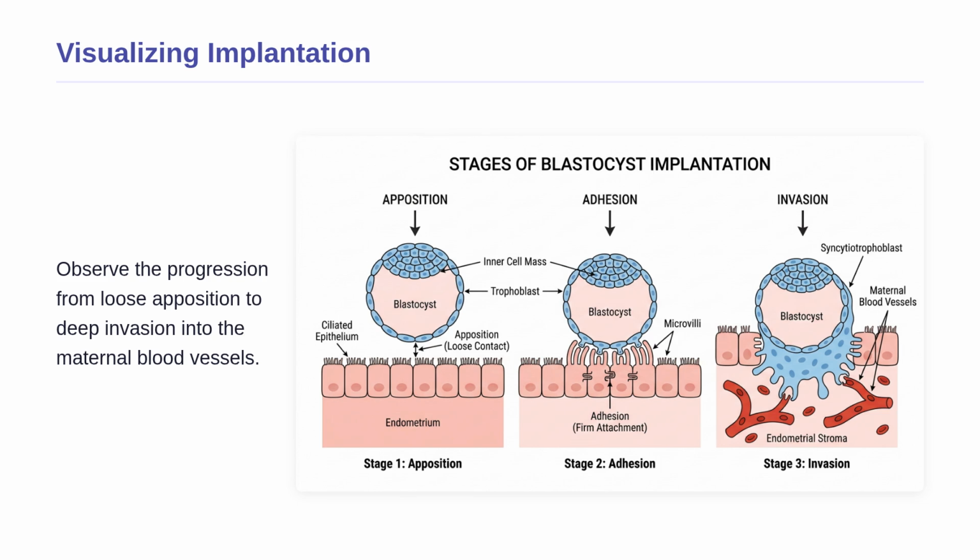Finally, on the right, during invasion, the syncytiotrophoblast has penetrated deep into the endometrial stroma, reaching out to connect with the red maternal blood vessels. This establishes the vital feto-placental unit.